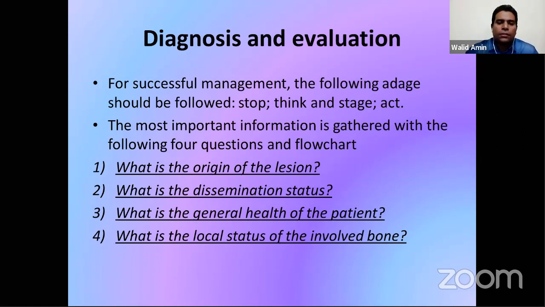There are four important questions to be answered about the patient: what is the origin of the lesion, what is the dissemination status, what is the general health of the patient, and what is the local status of the involved bone. About the origin, if we have a bone lesion with an unknown etiology, it is a primary bone tumor until proven otherwise. Denying this possibility might deprive the patient of correct and curative treatment.